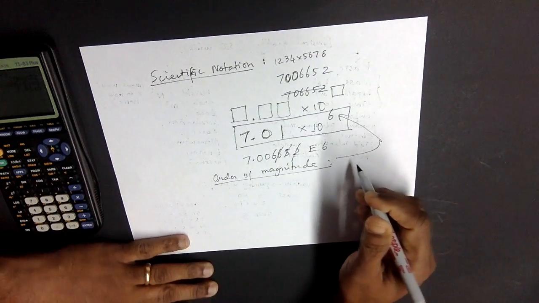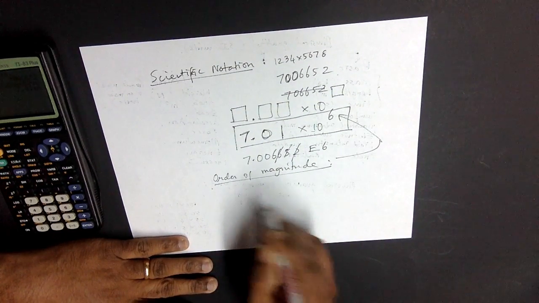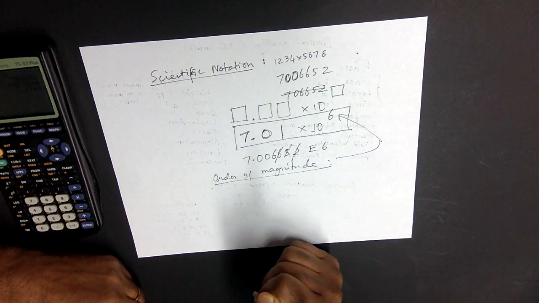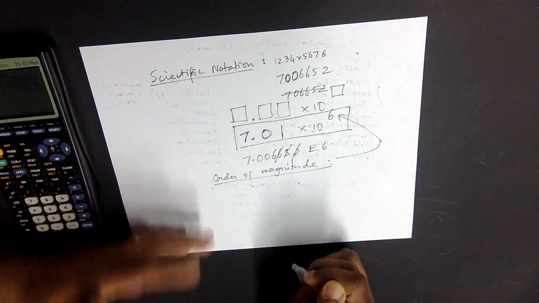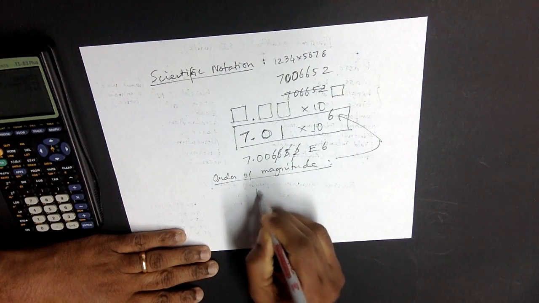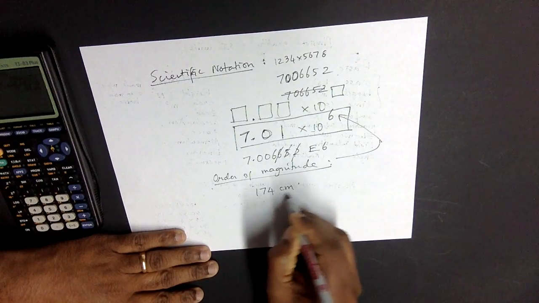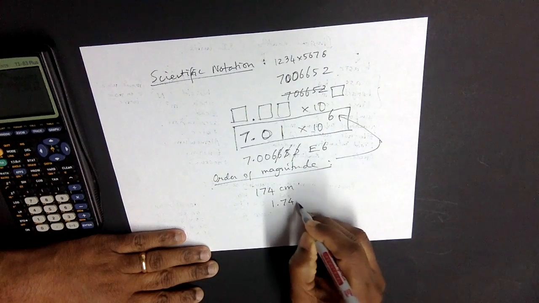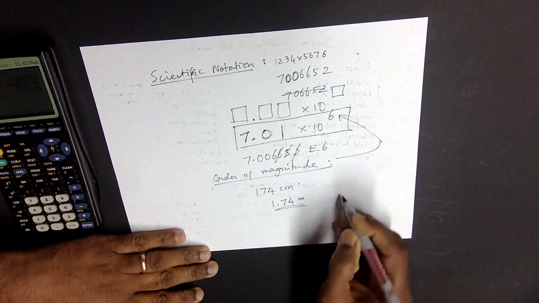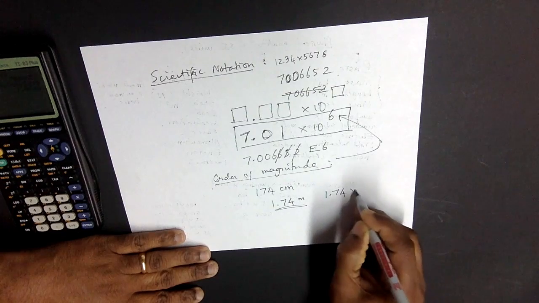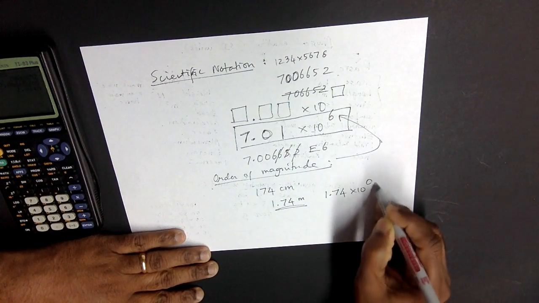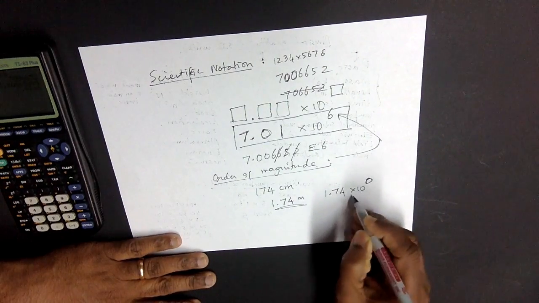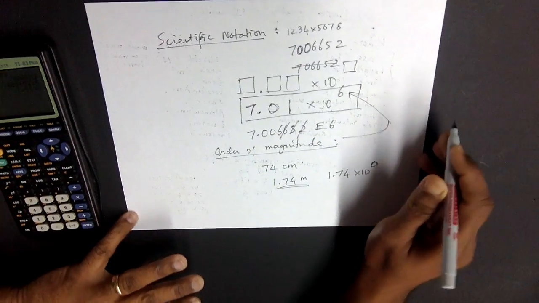For example, what's your height, expressed in scientific notation? If I have to express my height, I'd say 174 centimeters. But centimeter is not the right unit. I need to express it as 1.74 meters. How do I write this in scientific notation? It's 1.74 times 10 to the power of 0. So 0 is my order of magnitude for my height. That is the order of magnitude.